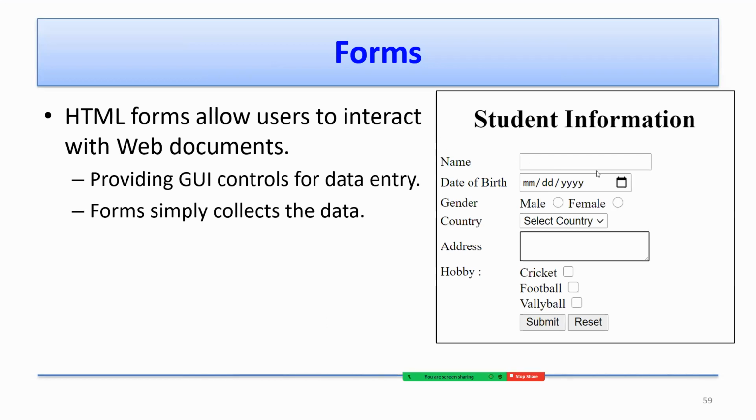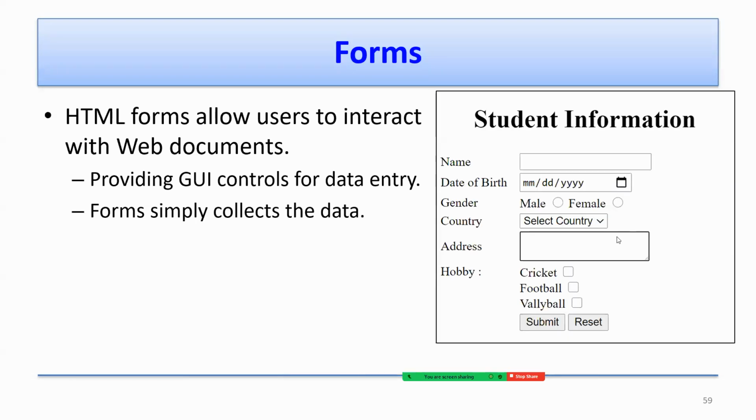When you take the web form, there are various input controllers. For example, this is called a text box. This is called a calendar. This is called radio buttons. This is called a drop down list. This is called a text area. These are called checkboxes. Likewise, sometimes you can upload images, with a browse option. There are various options which you can use. So let's see how to create this kind of a form.